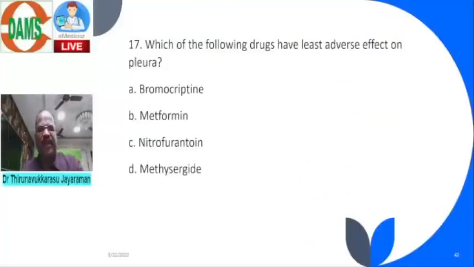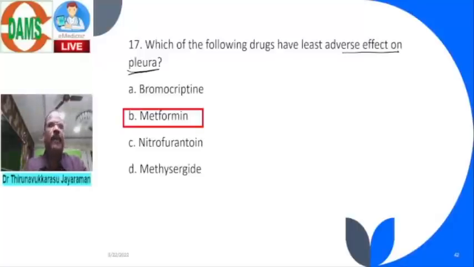Which of the following drugs has the least adverse effect on pleura? A good question. They collected so many chapter points and they will give you a question. Options: bromocriptine, metformin, nitrofurantoin, methysergide. Which drug has the least adverse effect on pleura? The right answer is metformin, because it doesn't affect the lung at all.